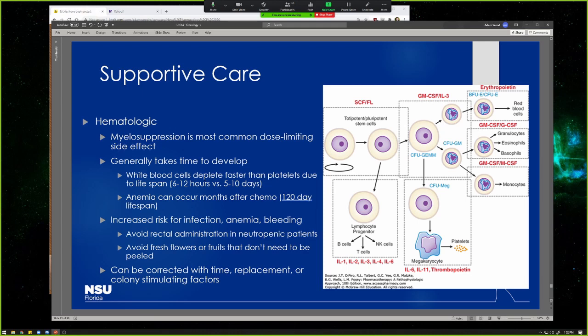And so that means that you can accidentally have perforations. And that means you're introducing all of these new bacteria into areas where they should not be, and can cause infection because the patient's immune system is depleted, right? So really, really important to avoid rectal administration.